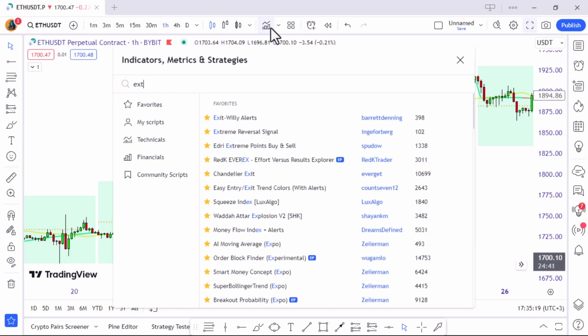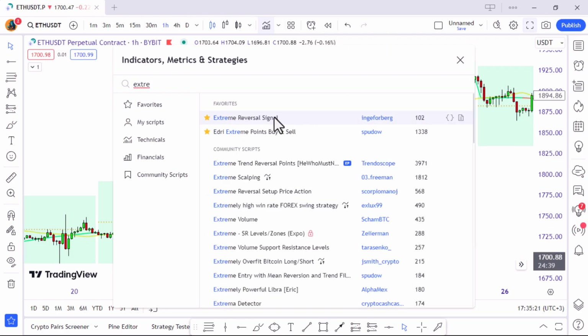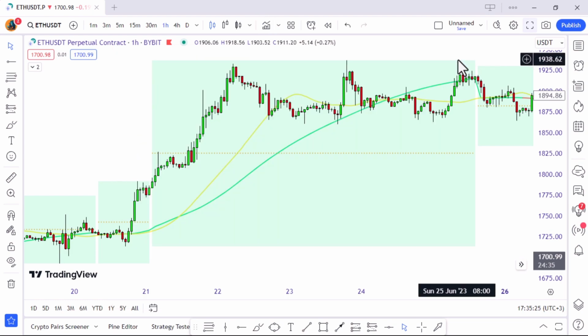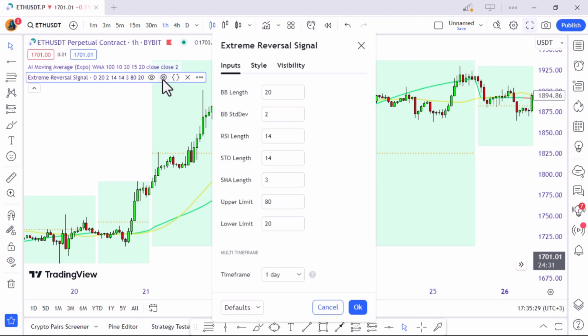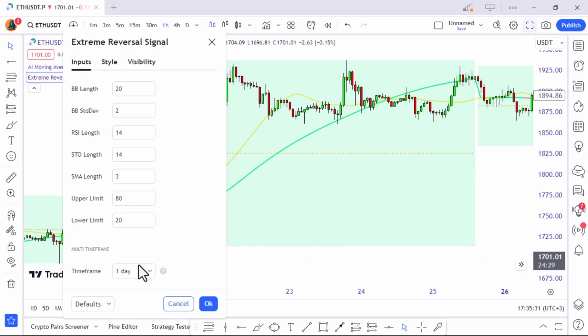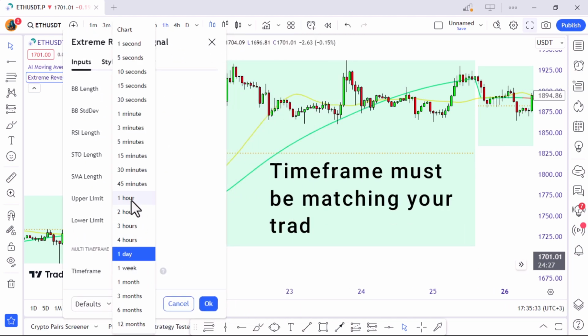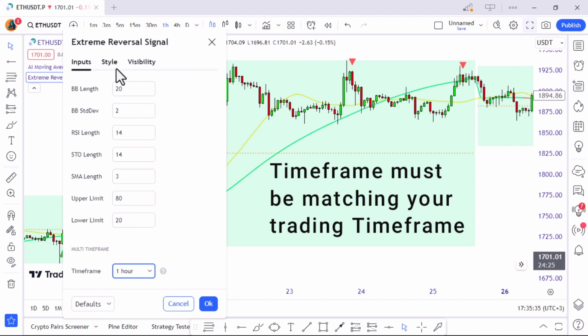This tool we call the extreme reversal signal, by this amazing scripter. Thanks to him or her, by the way. It's going to be your guide. Stick with this indicator and it will give you straightforward suggestions on when to buy and sell. You've got the freedom to tweak it however you want.